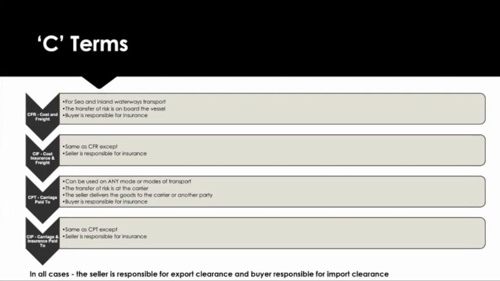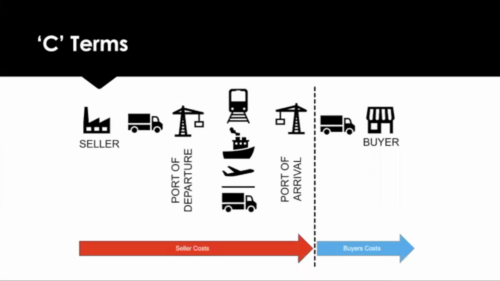Now, in Group C, the seller is responsible for the export clearance, but the buyer is responsible for the import clearance. So the only term you can use to make the seller responsible for import clearance is the D terms. And here you can see we're now at the port of arrival, where the costs change from the seller to the buyer.